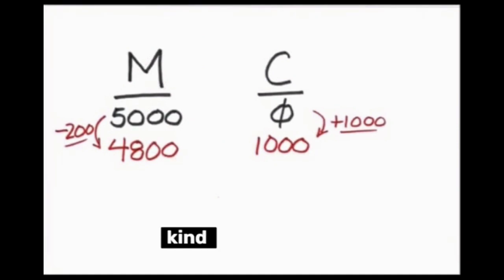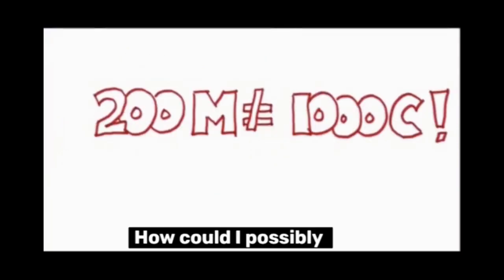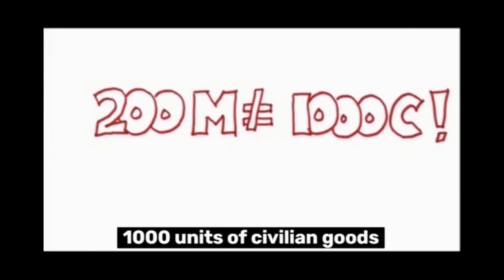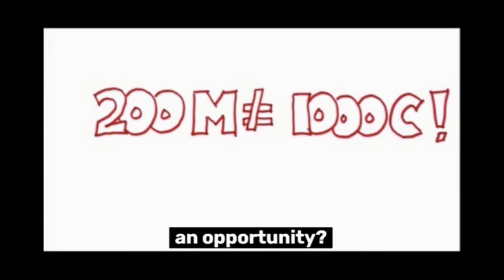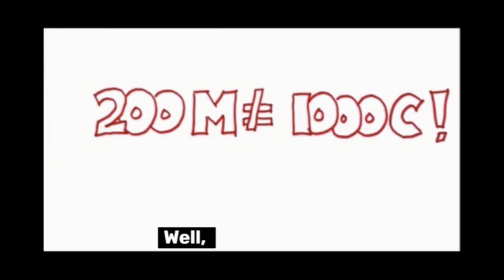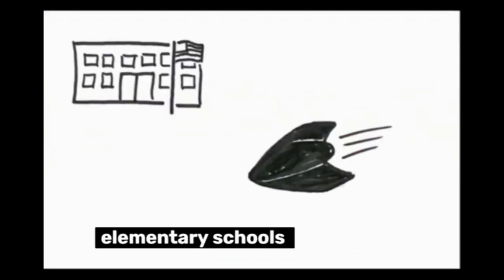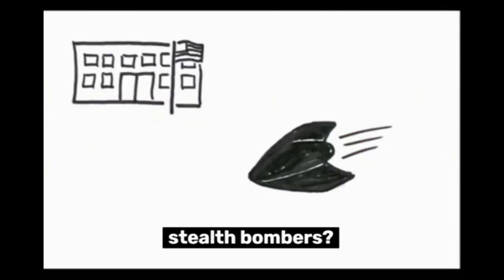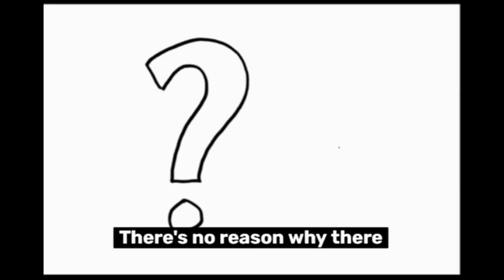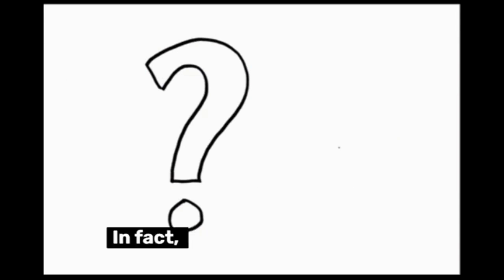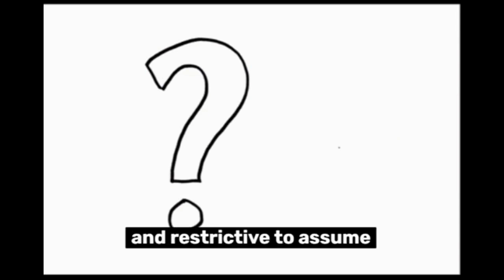What's that? You think I've made some kind of a mistake? How could I possibly gain 1,000 units of civilian goods and only sacrifice or have an opportunity cost of 200 units of military goods? Well, consider this. What if civilian represents elementary schools and military is stealth bombers? Which one do you think takes up more resources? There's no reason why there would have to be a one-for-one trade-off. In fact, it would be unrealistic and restrictive to assume this.